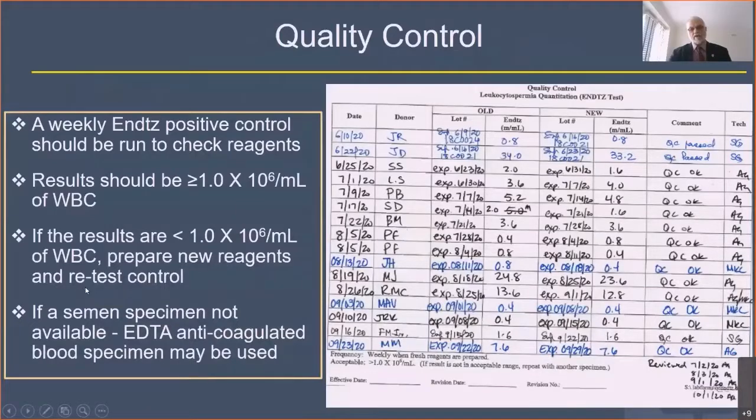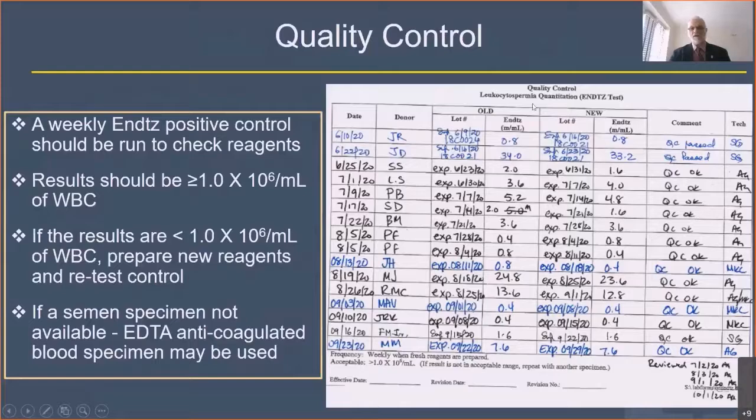Of course, for any normal diagnostic test, we need to do the quality control, and that should be done on a weekly basis for the Endtz test. The Endtz positive control should be run, and the result should be more than or equal to 1 million white blood cells per milliliter. If the results are less, then prepare new reagents and retest the control. If there's no leukocytospermic sample available, one can also use an EDTA anticoagulated blood specimen.